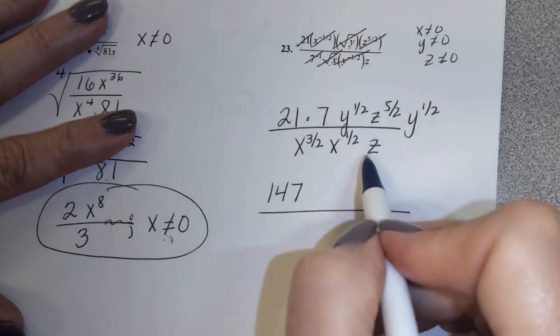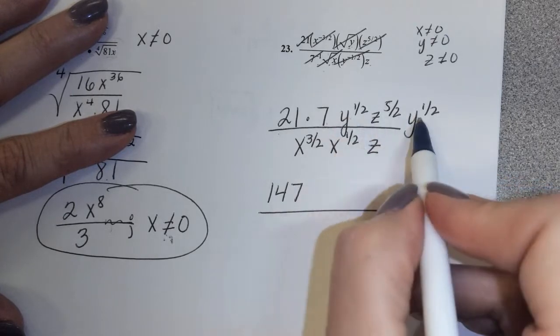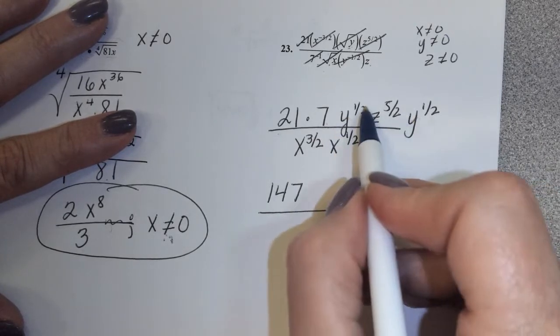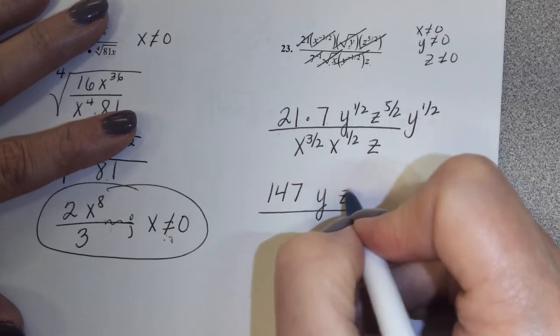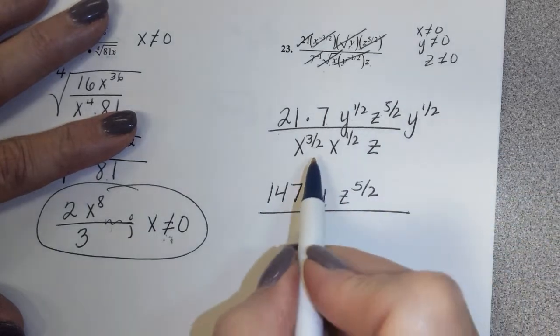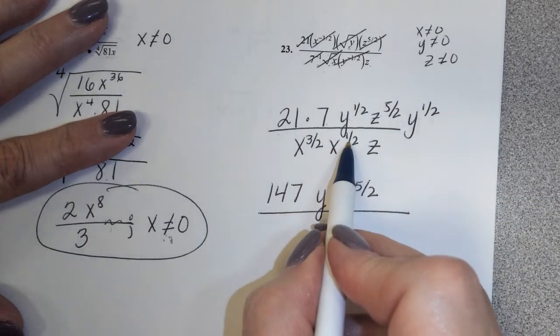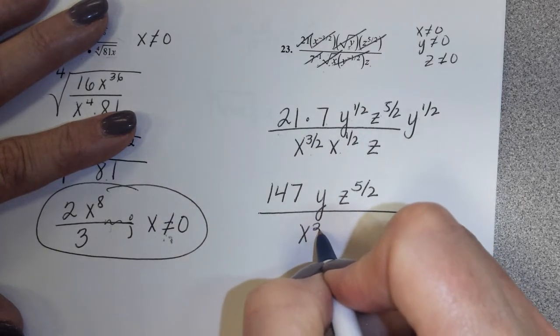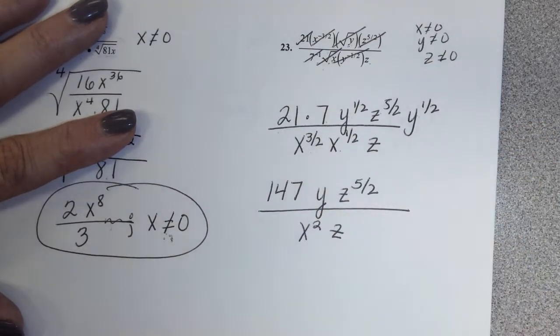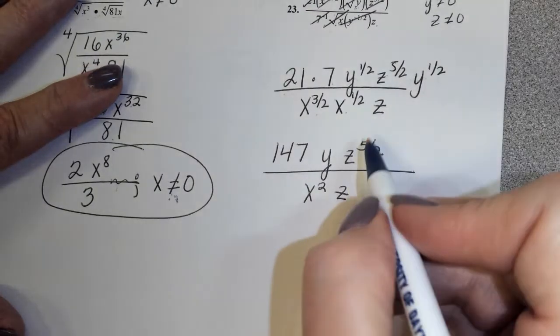Let's see what else we can do. We've got these y's, both have like bases, so I can add the exponents and get y to the first. I'm going to keep this like this for now. I've got an x to the 3 halves, x to the 1 half. I have like bases, add the exponents, that's x squared, and then I've got a z. Alright, so now we're going to finish this.